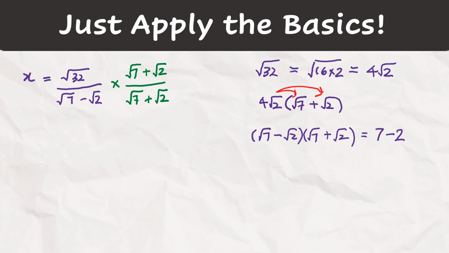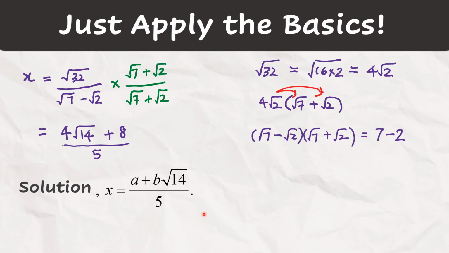So let's put everything together now, and I'm going to multiply the numerator together. This will give me 4 root 14 plus 8, and the denominator we have already worked out, and the answer is simply equals to 5. Now with this, you notice I have already derived to a term. So let's recall what is x. The solution earlier on is given to be x equals to a plus b root 14 over 5. Now, I am ready to find the unknown.